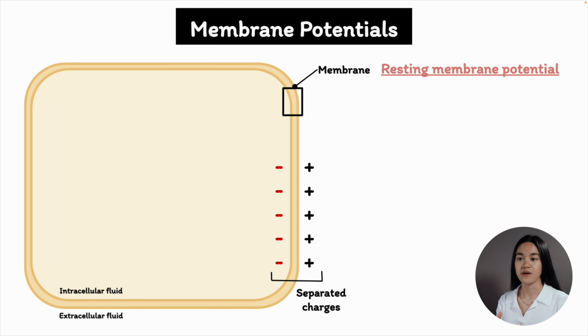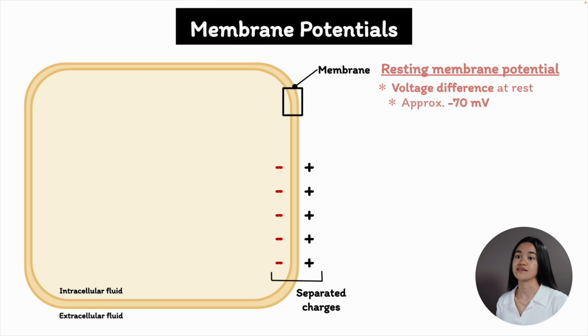So resting membrane potential is the voltage difference across the membrane when cells are at rest, meaning they are not producing electrical signals. The resting membrane potential of a typical neuron is approximately negative 70 millivolts because the inside of the neuron is more negatively charged than the outside. Let's break down how we generate and maintain this resting membrane potential. An average of negative 70 millivolts.